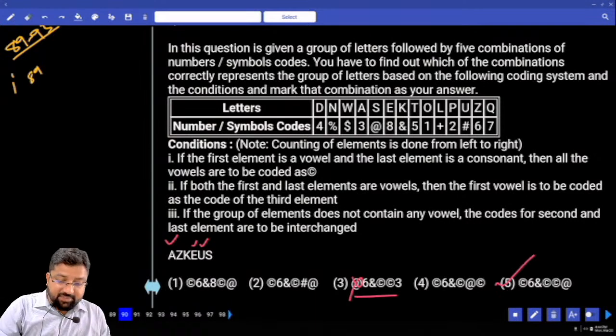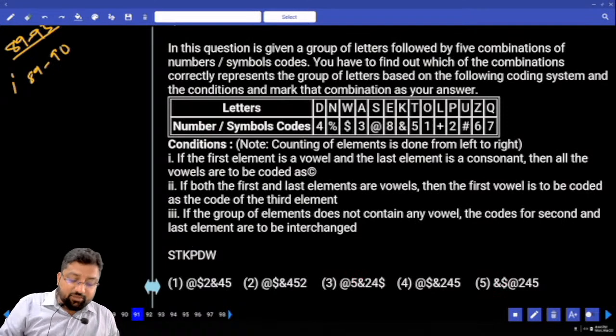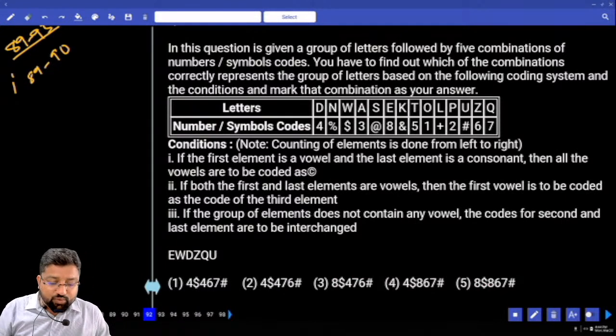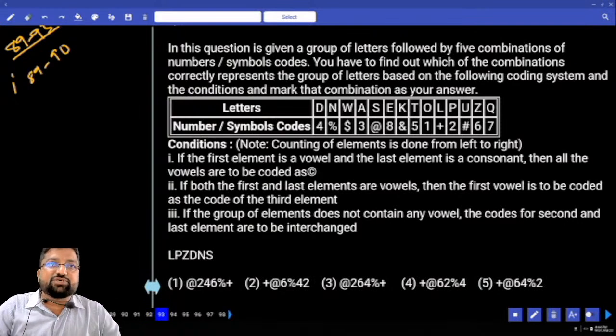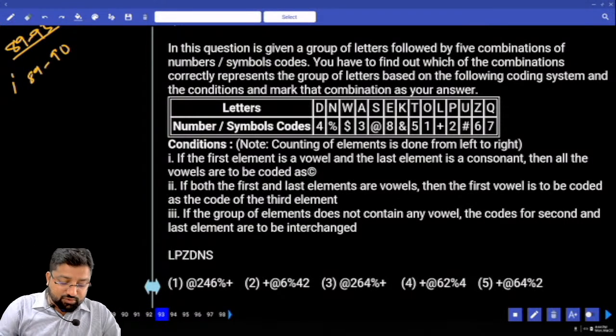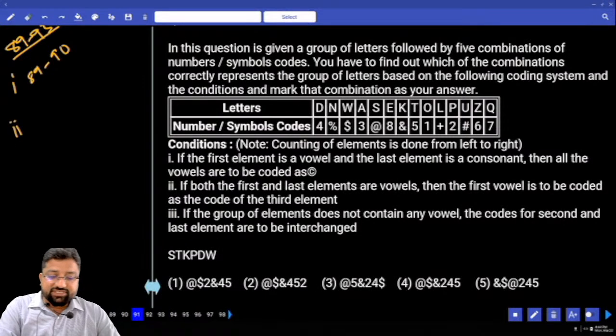5th option. 91, first vowel, last consonant? No. 89 and 90 were applicable for the first condition. 92 no. 93 no. And from the first condition, how many questions could we solve? 2 questions. What are those 2 questions? 89 and 90. Now I'll go for the second condition. What is the second condition?